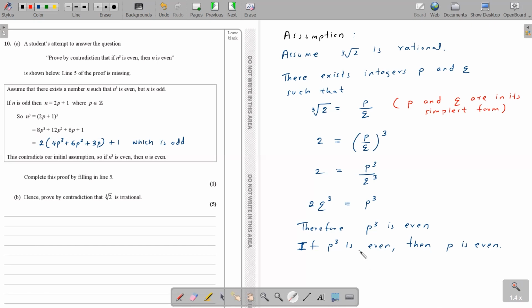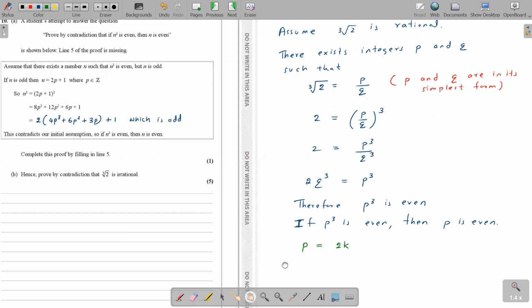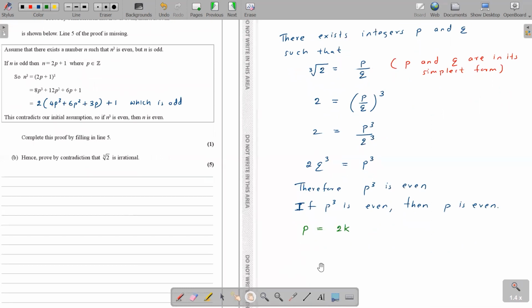Now we get here because P cube is equal to 2Q cube. You realize 2Q cube is even, which means P cube is equal to an even number. So if P cube is even, then P is even is what we got from here. So if P is even, we can write P is equal to some 2K. P is equal to 2K. Do you agree with me? So if P is equal to 2K, can you all get me the value of Q? I think you can see we have an equation that relates P and Q together, right?